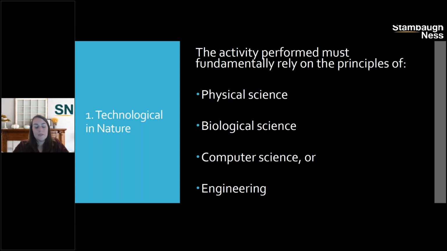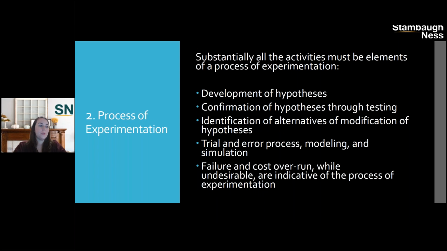The next test is there has to be a process of experimentation, which is a methodical plan that involves a series of trials to test a hypothesis, analyze the data, refine that hypothesis, and retest the hypothesis. Some examples include the evaluation of several design alternatives, computer modeling, design iterations, and assessment of design alternatives, energy sources or mechanical systems, or whatever you're doing your design for.